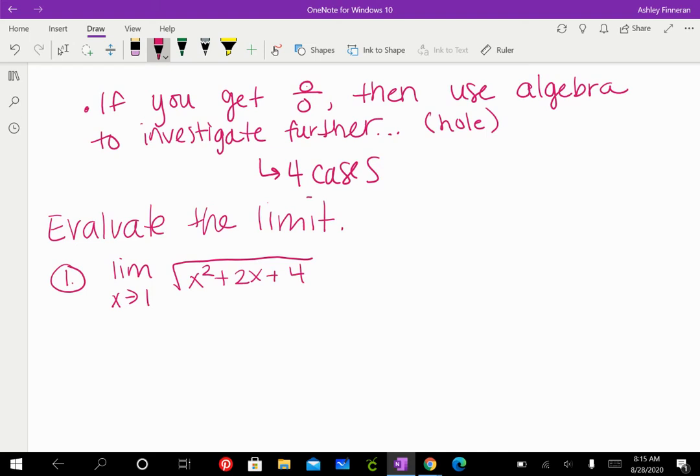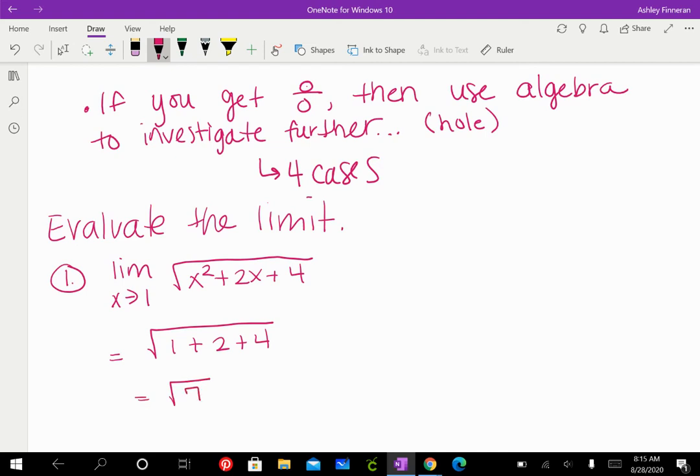So we need to first plug in 1. So I will get the square root of 1 plus 2 plus 4, which is the square root of 7.